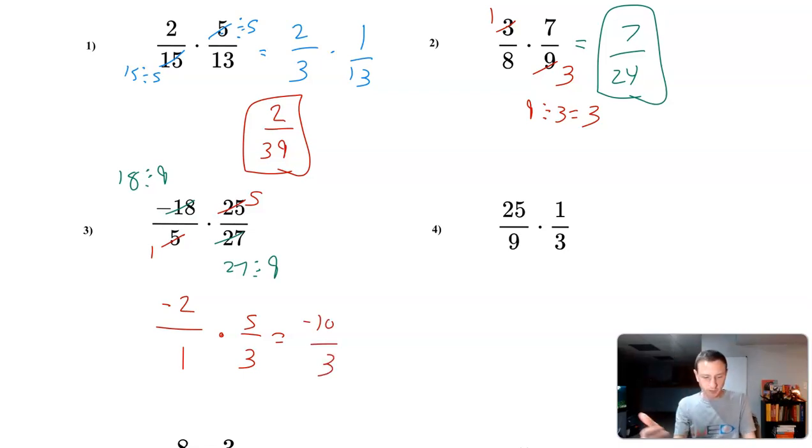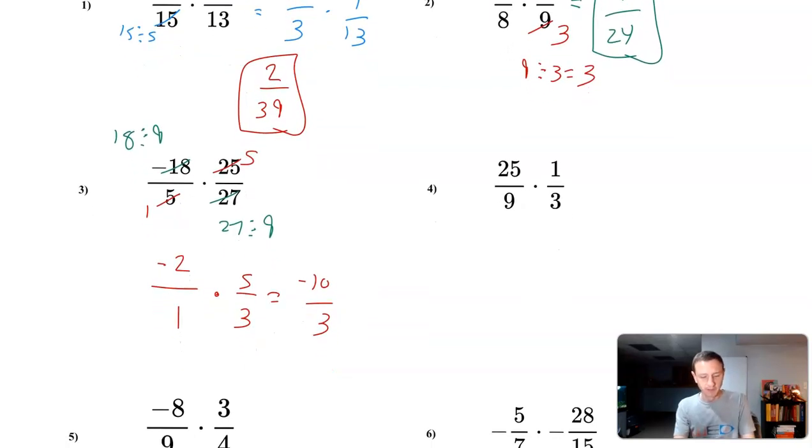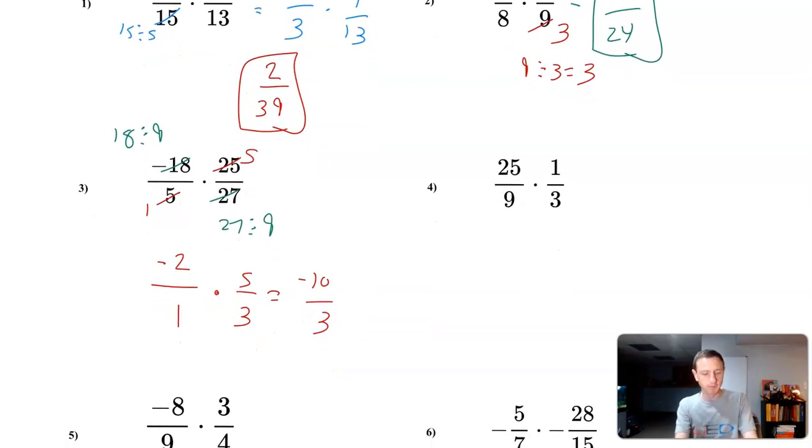And then always just double check. Make sure, is there any more simplifying I could have done? Like 2 and 3, 5 and 3, 10 divided by 3, nothing else divides. So then there you go. So that one wasn't as straightforward because we had to worry about that 18 and 27.